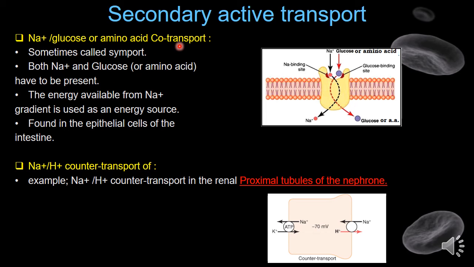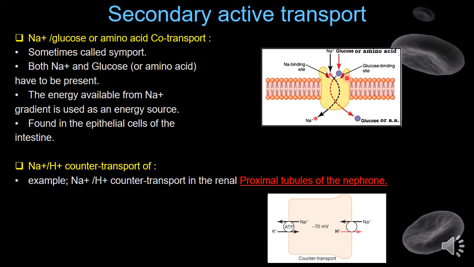The best example for co-transportation is sodium glucose co-transport or sodium amino acid co-transportation. Because the movement of materials is in one direction, sometimes it is called symport, okay? We need a carrier for this, and the energy used by this transportation comes from the concentration gradient of sodium.